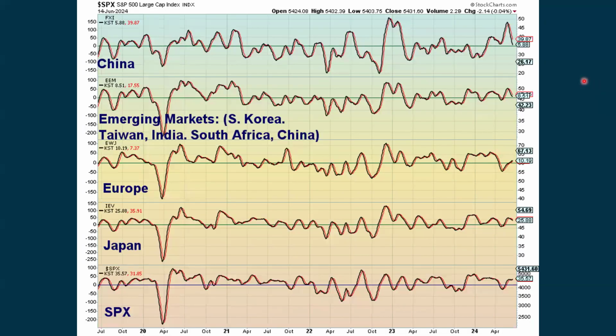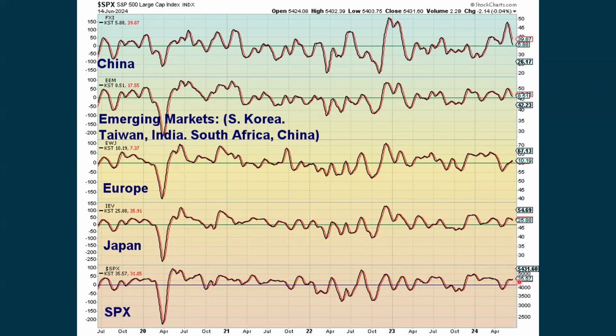And then we look at a weekly chart internationally using a different oscillator called the KST, where Chinese stocks are in a downtrend. Emerging markets are in a downtrend. Europe is in an uptrend, but we're seeing some weakness there as there's some political instability in France concerning elections and whether they're going to stay in the EU. And then the Japanese stocks are in a downtrend.